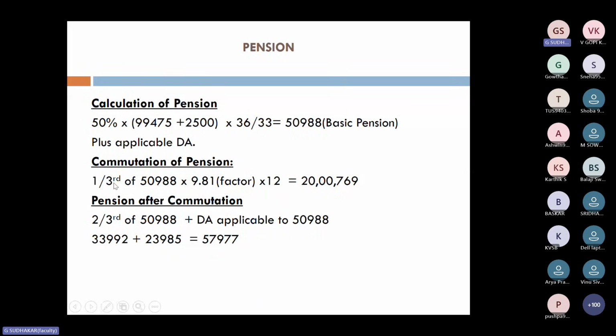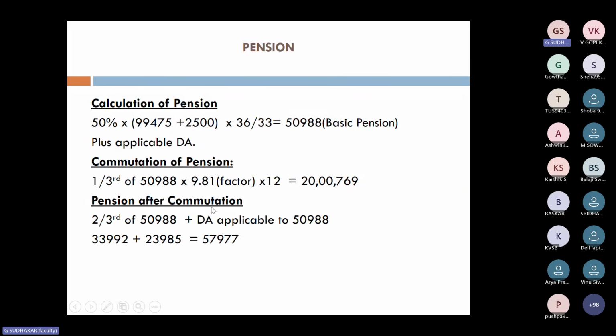Commutation of pension. See, I am working with 50,988 basic. 1/3 of this, into 9.81, is the factor for the age of 61, because you have completed 60 by the time of retirement and the next factor is 61. For this, it is 9.81 into 12 months. 20 lakhs is the lump sum commutation amount.